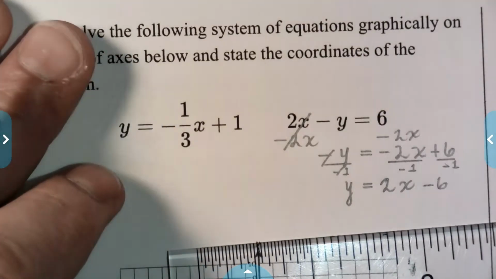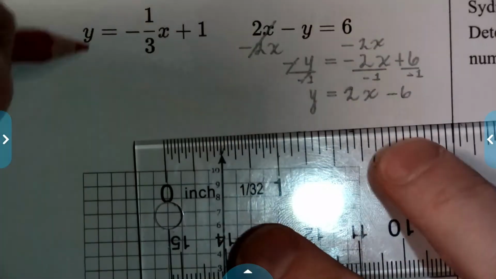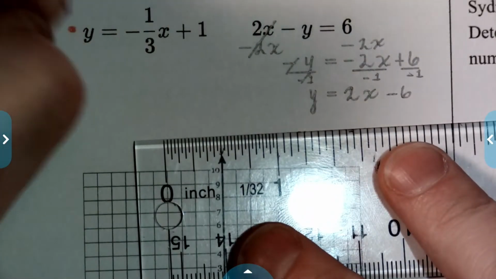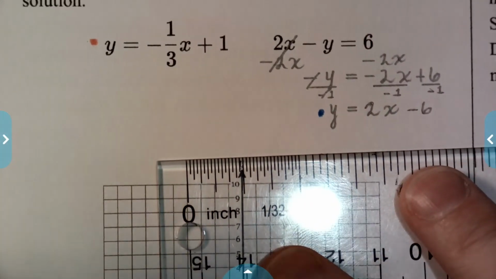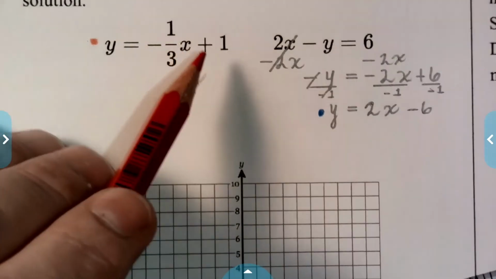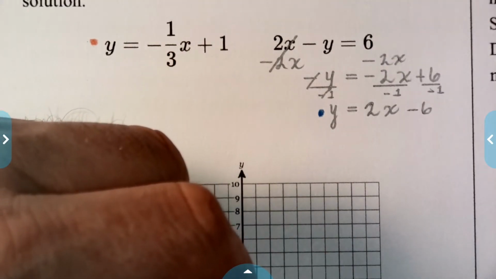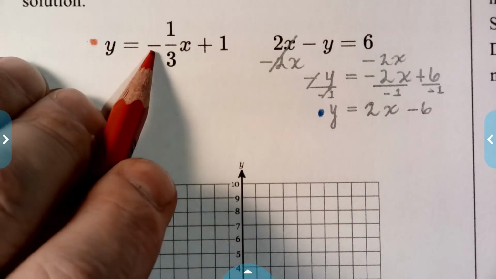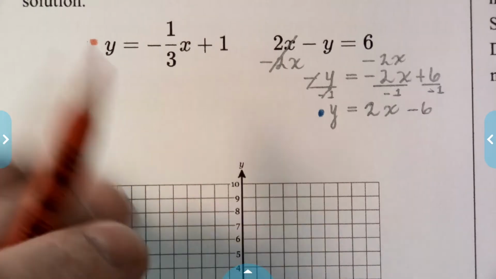Those are my two equations, and we'll graph. Again, the first one we'll graph in red, and the second one we'll graph in blue. Okay? On the first graph, I have a y-intercept at 1. And the slope is telling me fall 1, run 3. So down 1, right 3.